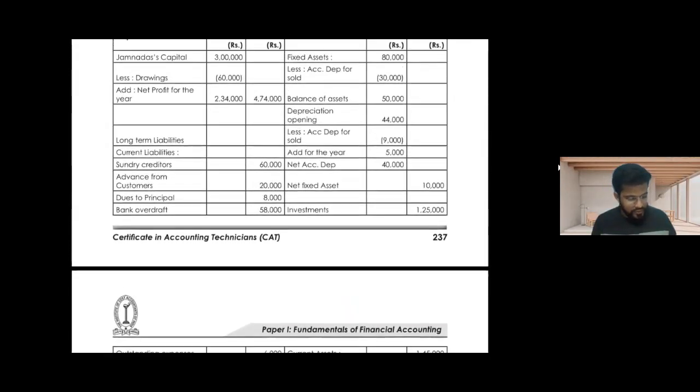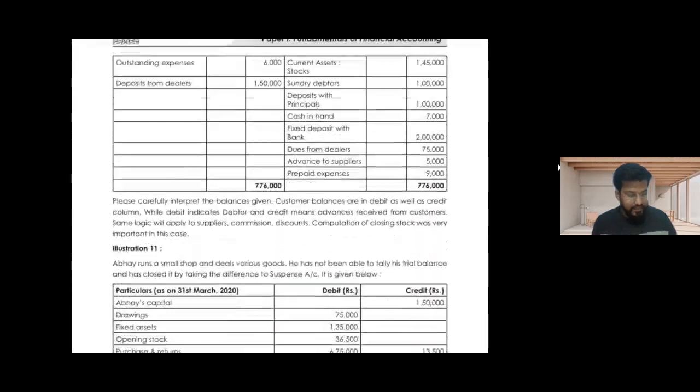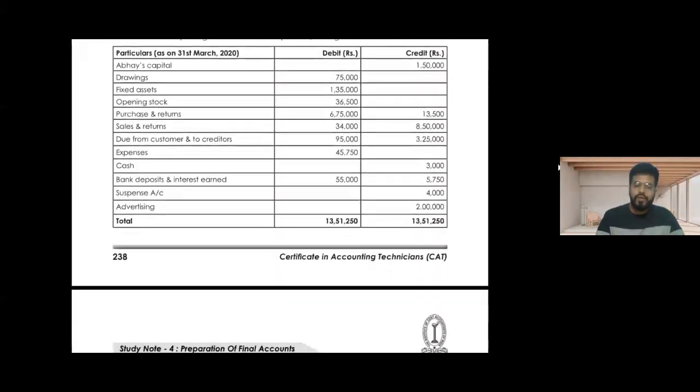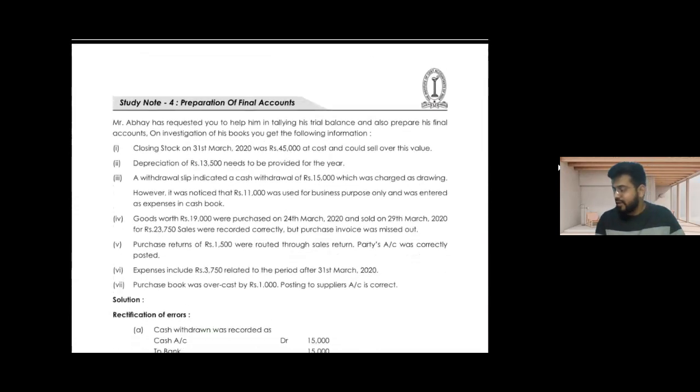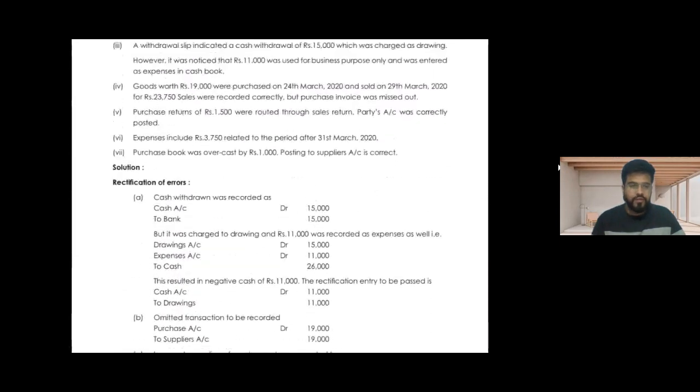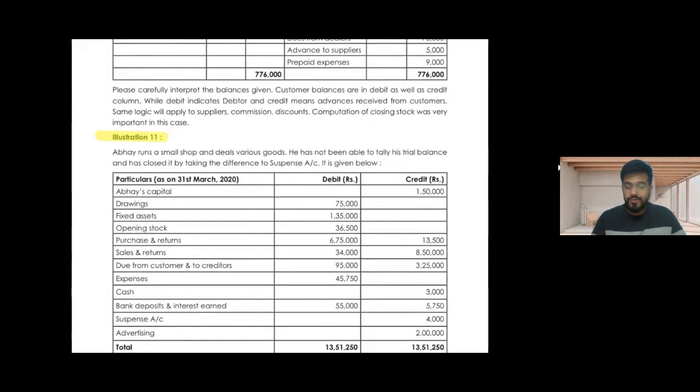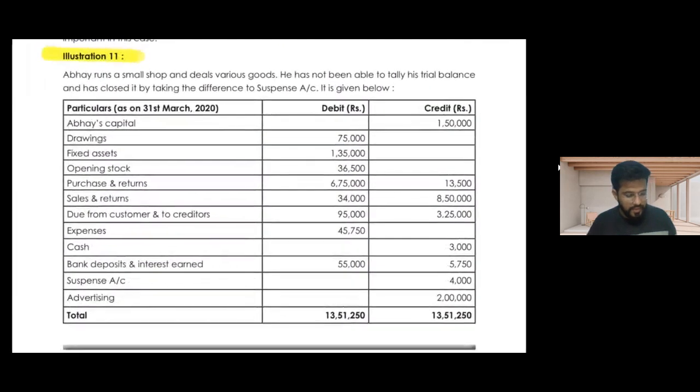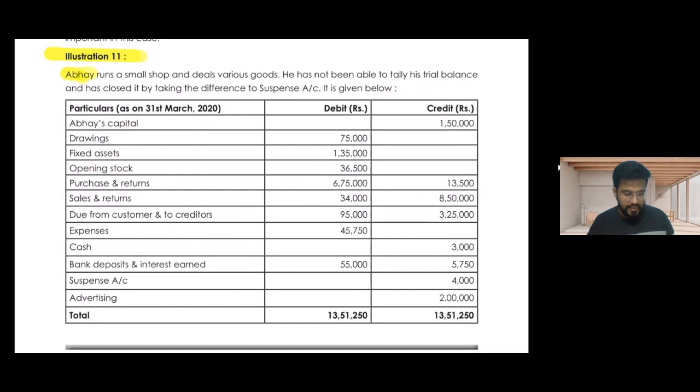Okay, let's do this question number 11. That is illustration number 11. This is a nice question with some errors in it which we need to rectify while preparing the final account. So this is a sum up right from chapter number 1 till now. Okay, let's do it. What they have given: Abhay runs a small shop and deals with various goods. He has not been able to tally his trial balance, and has closed it by taking the difference to the suspense account. So whatever was the difference, he took it to the suspense account.